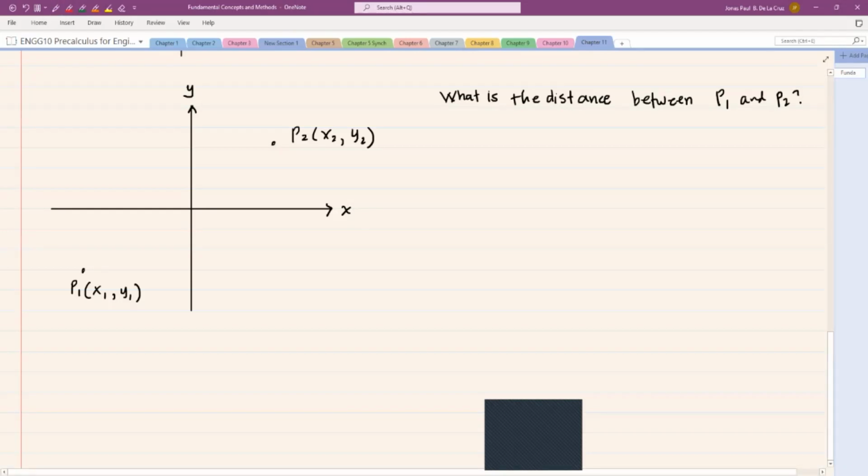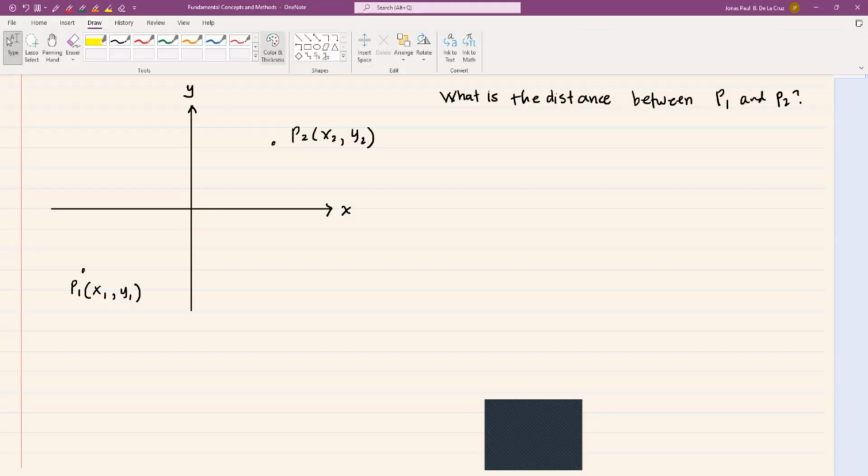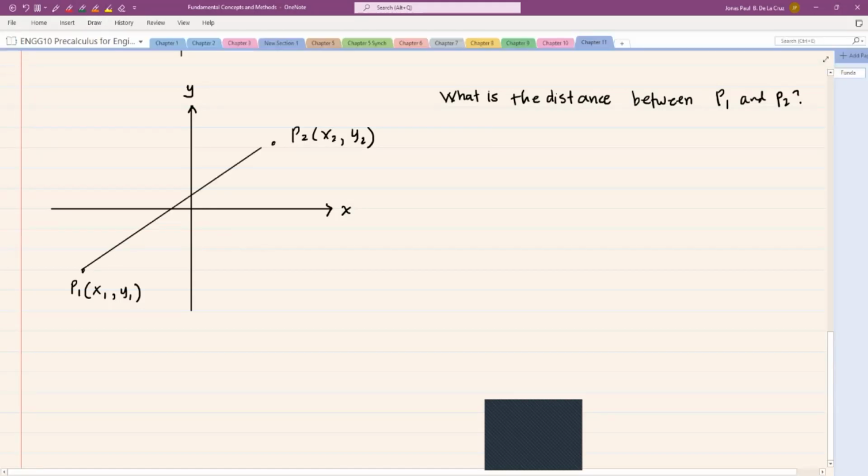So to answer this one, mag-draw tayo ng line from point P1 to point P2. Yan. Assuming na nandito na yung points. Okay? And let us draw a right triangle. Draw tayo ng right triangle dito. Ganyan. So this is now a right triangle. And then we solve for the distances, or the length of the sides of this right triangle.